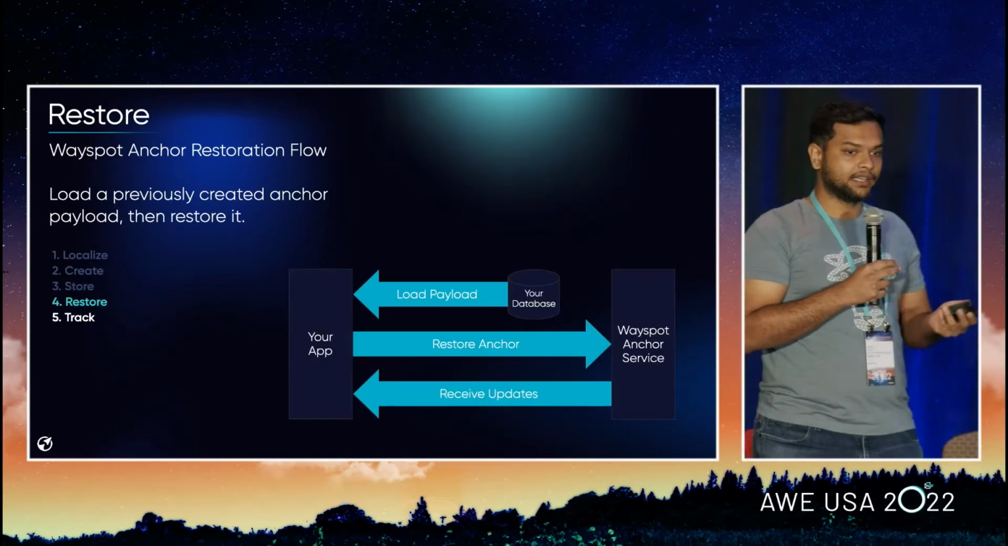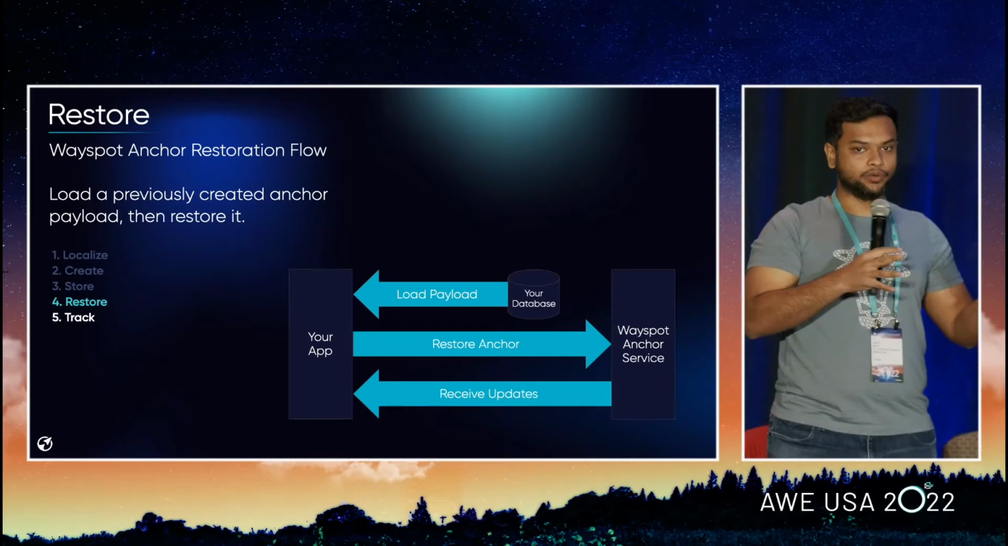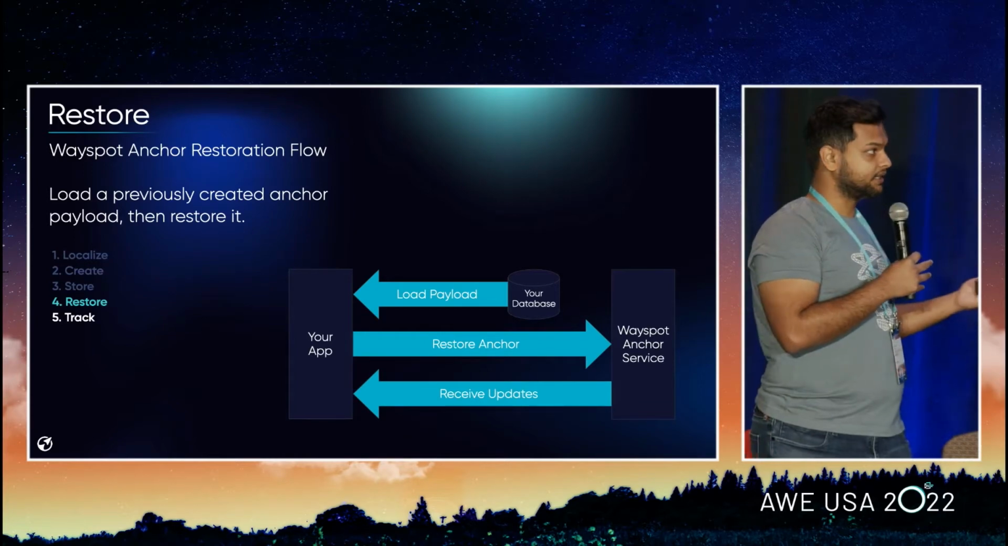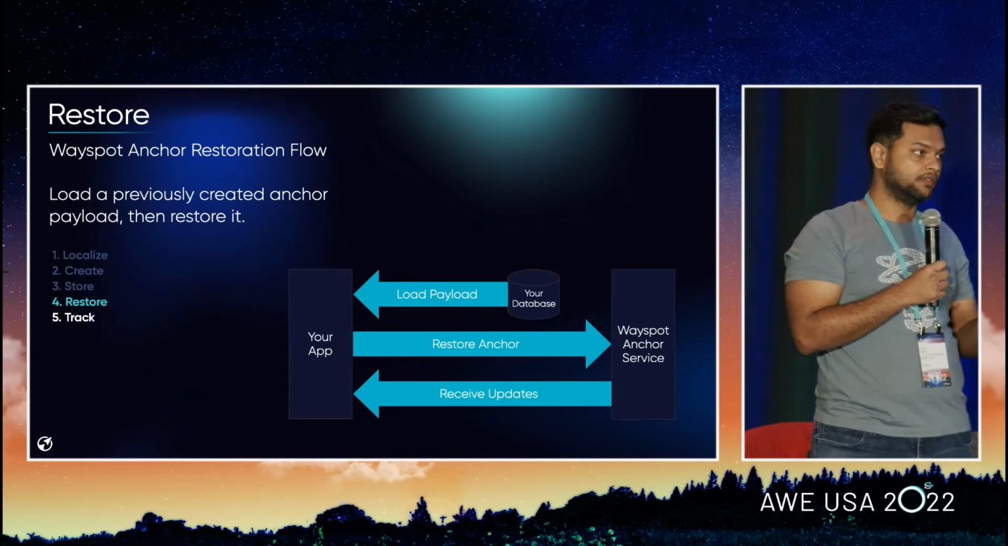Now, once this anchor has been saved and you have a set of users who've dropped content in the real world, you now want other users to discover this content. And that's where the restoration flow comes in.